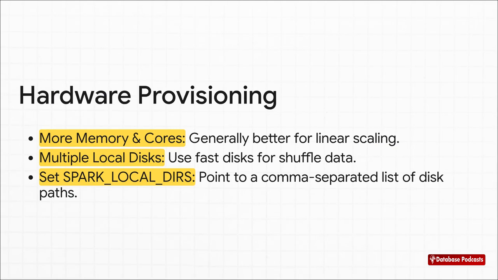And last but not least, don't forget the hardware itself. Spark scales beautifully, so more memory and more cores will almost always make things faster. But a really common bottleneck that people forget is the disk used for shuffling. Spark writes a ton of temporary data. If you can use multiple fast local SSDs and then tell Spark where they are with the SPARK_LOCAL_DIRS variable, you can dramatically speed up any job that does a lot of shuffling.